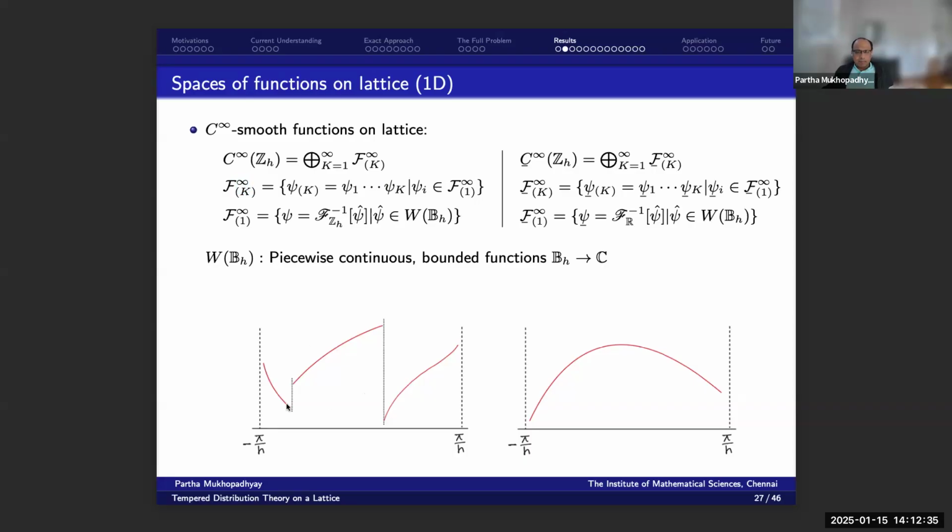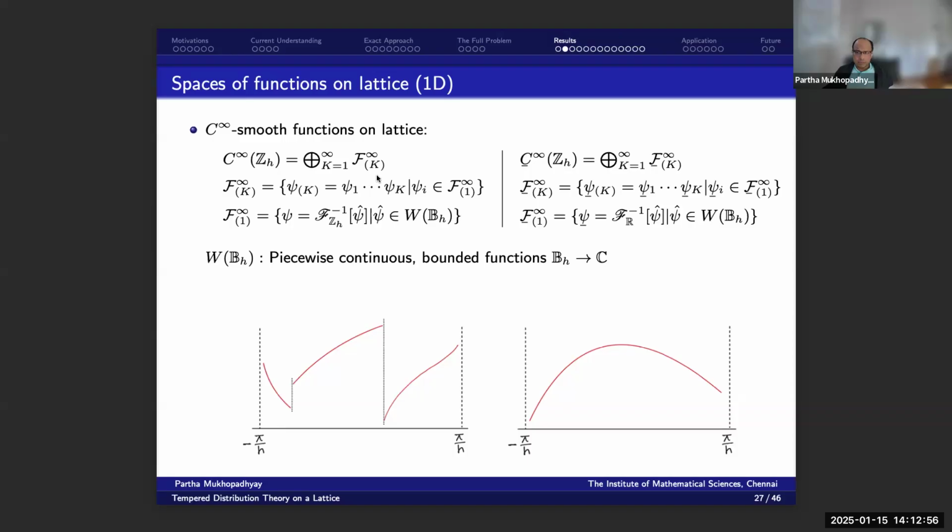Now, because these are bounded, any higher power of K, if you multiply with psi and integrate, is going to be finite. And that is what is related to higher derivatives of the fields on the lattice. We will come to that later, but that is the reason why it is defined this way.